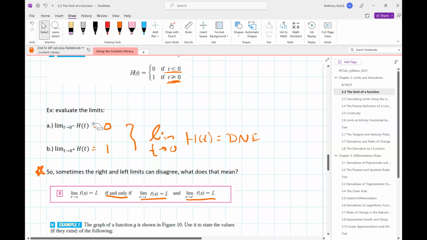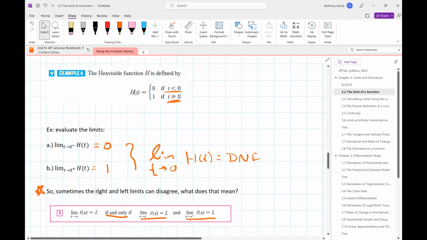So that's another way that a limit may not exist. We can have a situation where it's just oscillating too quickly for us to understand, like it doesn't settle down to anything. Here, the right hand settles down to something. The left hand settles down to something, but they're different. Which one should be the limit? Neither. It doesn't exist.